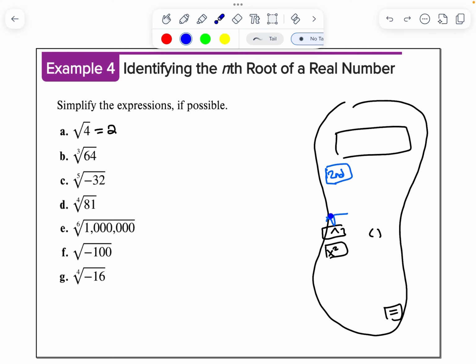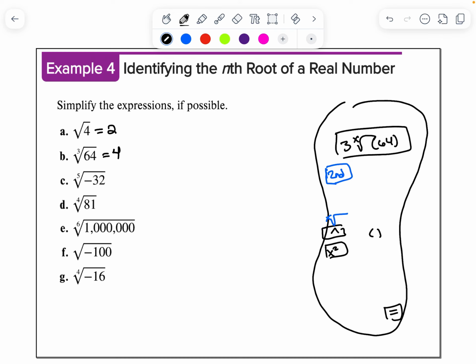Now, we want the index. We want this index to come first. So for example, the way that I would type this in, I want a third root. I would type in 3 because I want a third root. Then I would type the little x root button. 3 x root, it opens a parentheses automatically. 64. Then hit enter. You should get 4. Try this as many times as you need to until you get the correct answer.